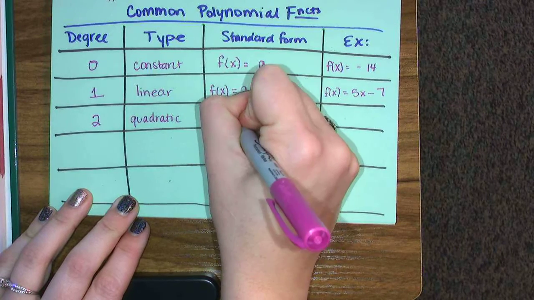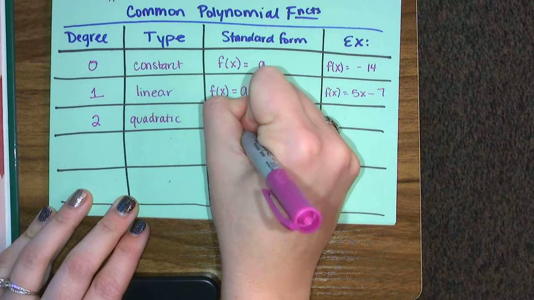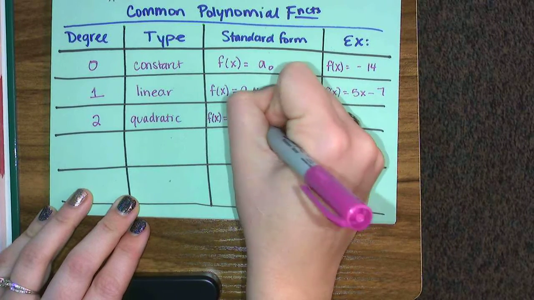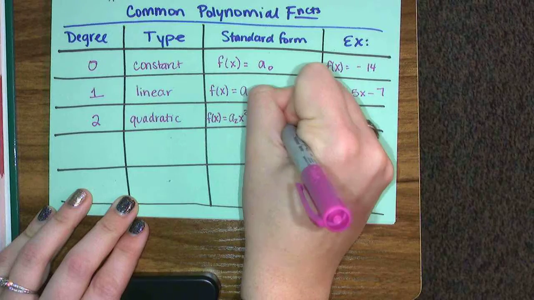Next one, f of x is equal to a sub 2 x squared plus a sub 1 x plus a sub 0.